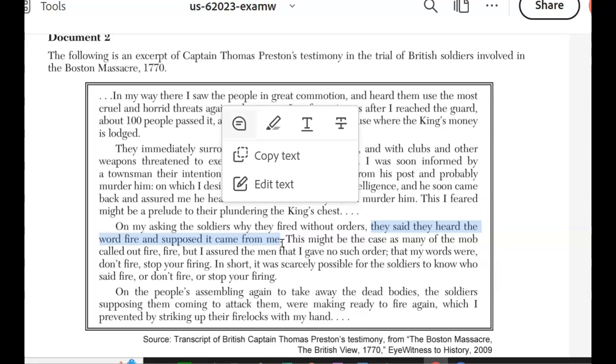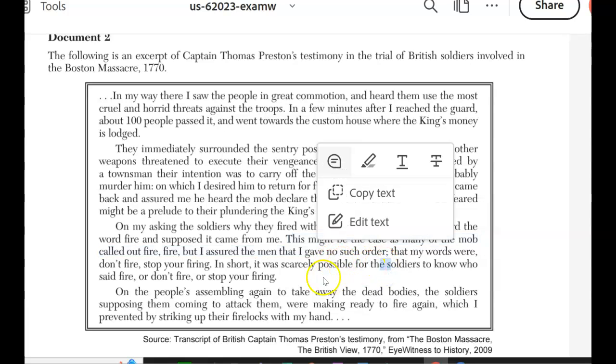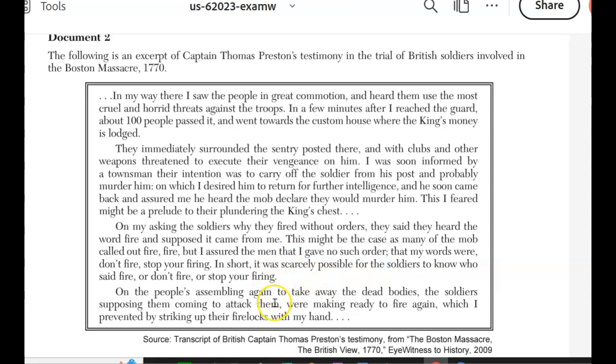So the soldiers just heard somebody shout fire, so somebody shot. This might be the case, as many of the mob called out fire, fire, but I assured the men that I gave no such order. My words were, don't fire, stop your firing. In short, it was scarcely possible for the soldiers to know who had said fire or don't fire or stop your firing. On the people's assembling again to take away the dead bodies, the soldiers, supposing them coming to attack them, were making ready to fire again, which I prevented by striking up their firelocks with my hands.